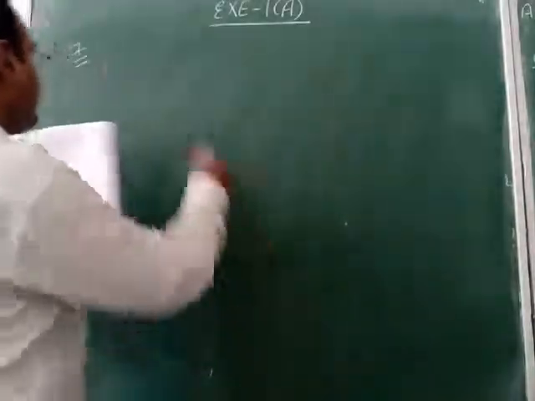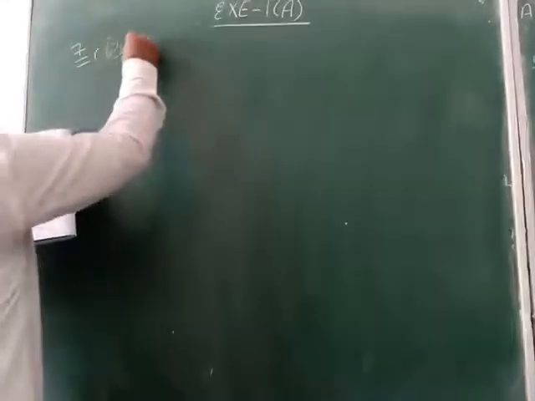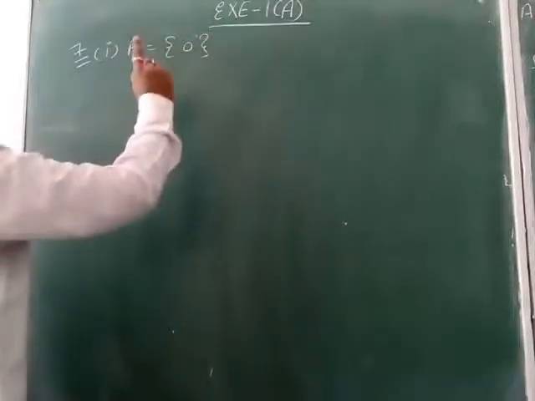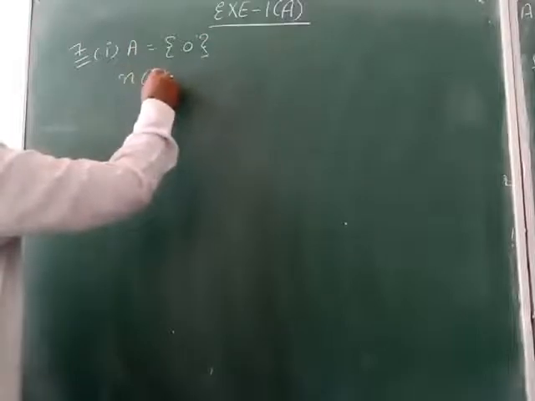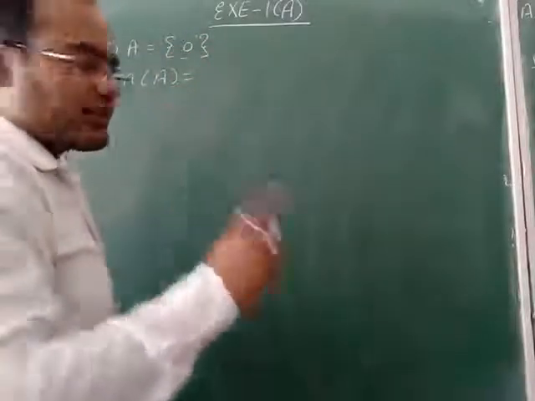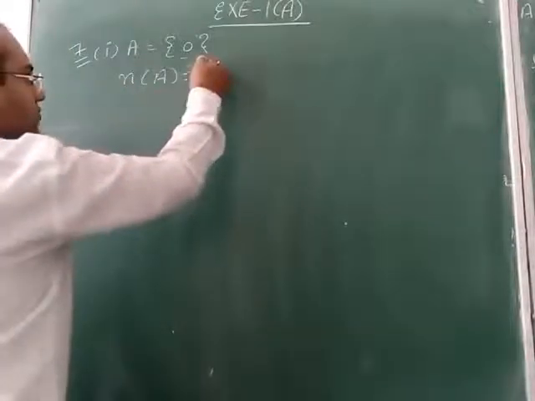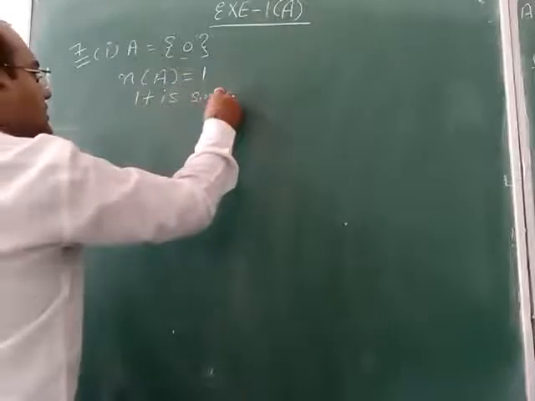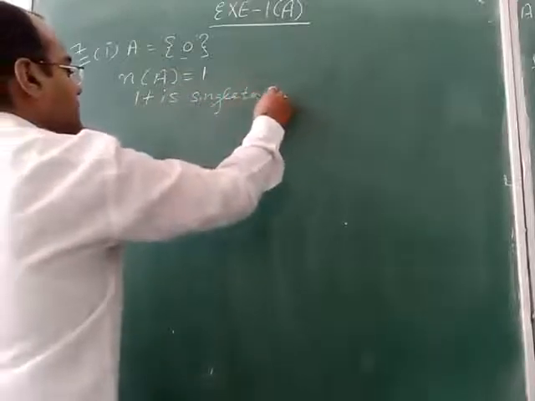So first part, A is equal to {0}. So we will write the cardinal number of A. In the set A, how many things are written? Only one thing is written. So the cardinal number of A is 1. That's why it is a singleton set.